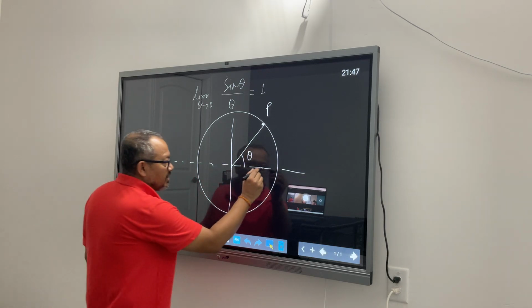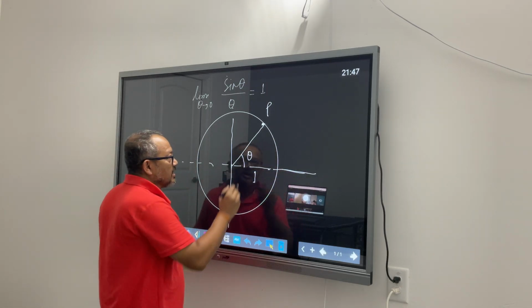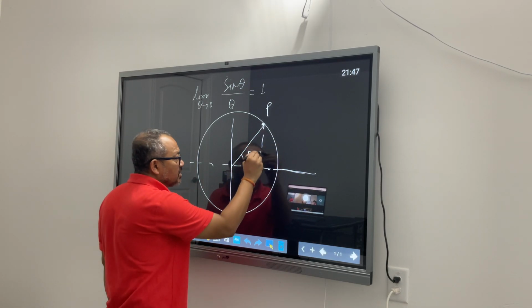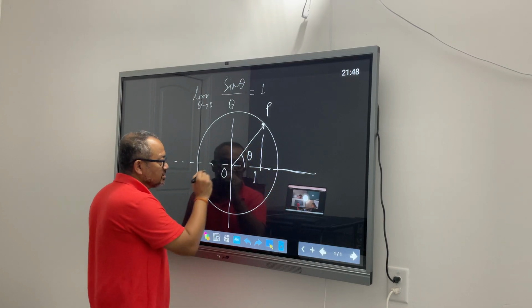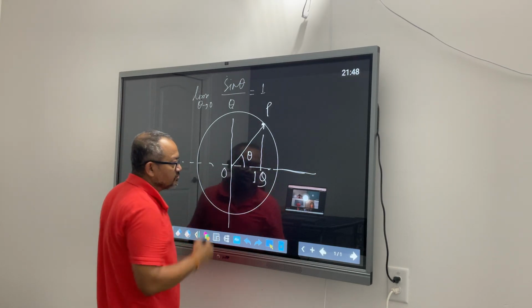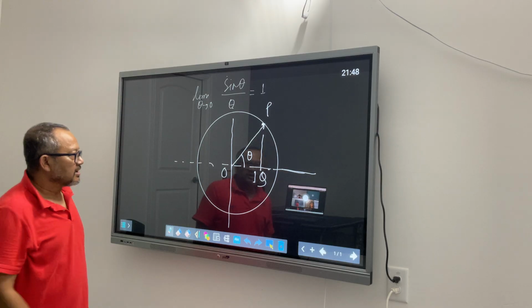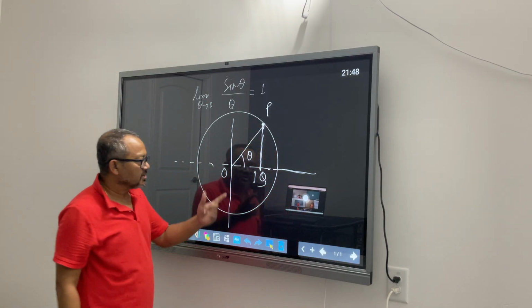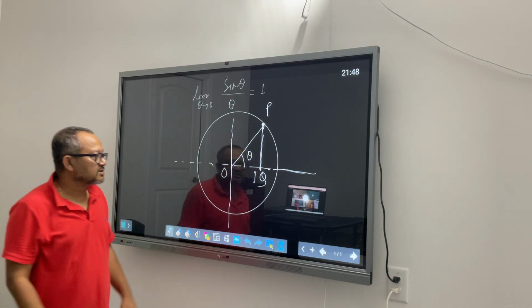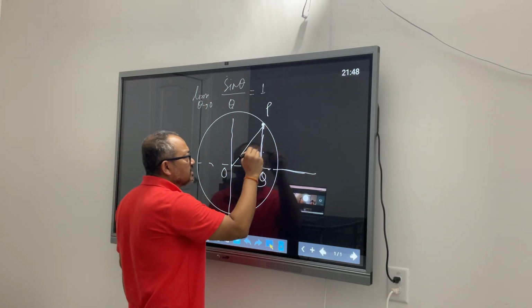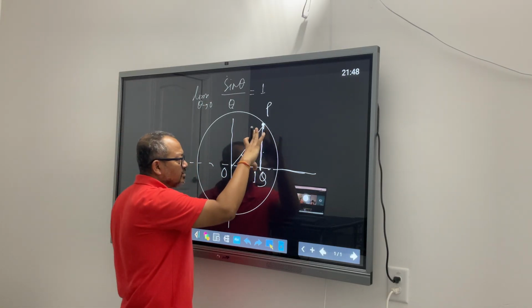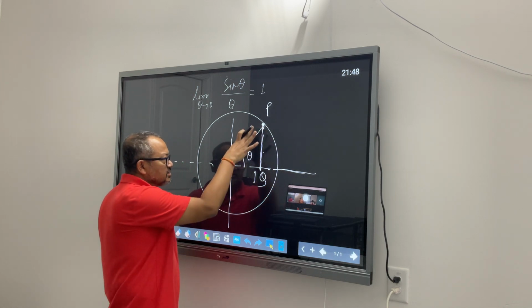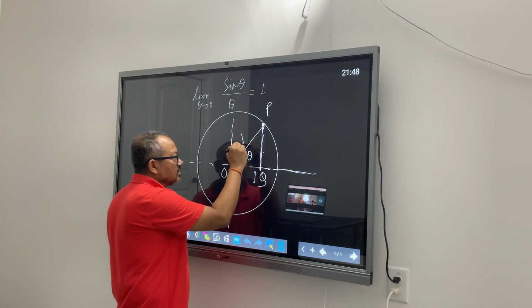Now, I am dropping a perpendicular from here to here. Let's say this is origin O, and this is Q. Now let's find the length of this side, PQ. How much will be the length of this side? This is the vertical distance, the y coordinate. This is a unit circle, so this is 1. This is also 1.